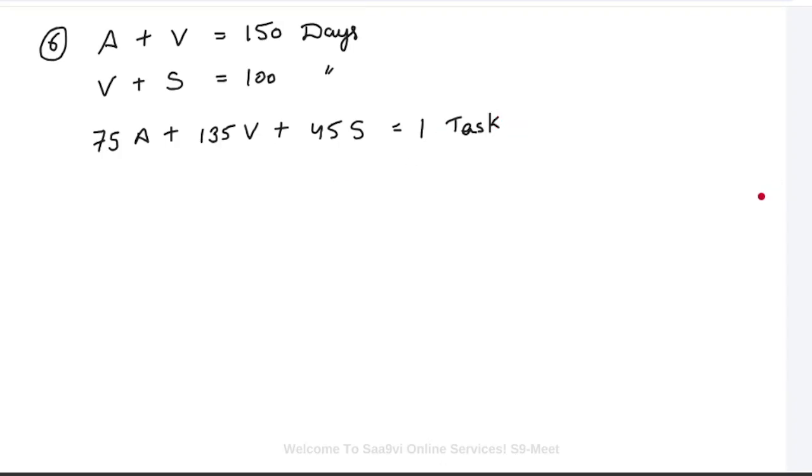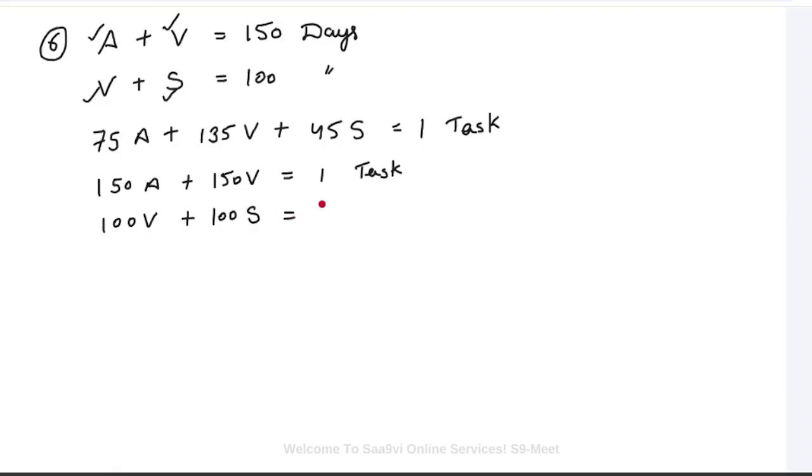Now let's assume we talk about this A and V. Let's say Amal does A units of work per day, Vimal does V units per day. That means 150 units are done by A, 150A, and 150V are done by V. That means they are able to complete one task. The same way for V and S, we can write 100V units plus 100S units. That is equal to one task.